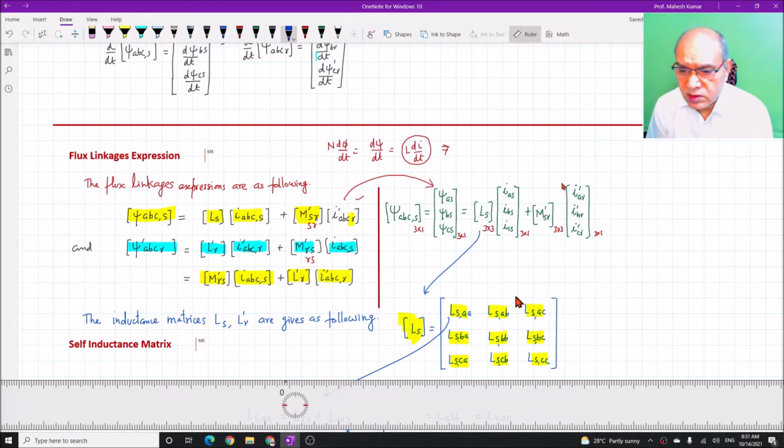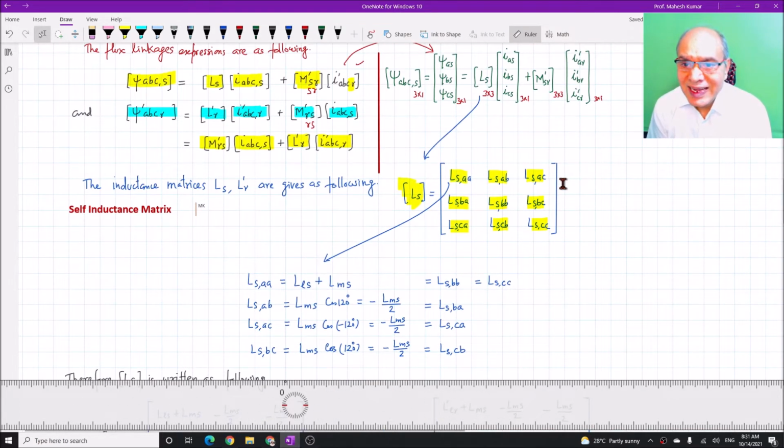Now let us look at the elements of this matrix. Okay, so what is LSAA? LSAA is nothing but the flux linkage because of the A phase current to its A phase winding, and that is nothing but the self inductance, the leakage reactance of that winding, LLS, plus the mutual inductance LMS. The A phase stator winding current linking to its own winding is LLS plus LMS.